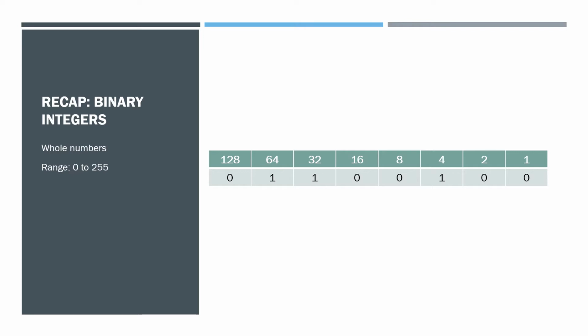binary integers are made of a series of 8 binary digits, bits, and the position values are powers of 2, and the range is from 0 to 255. So what's that number? How would we work that out? We would add up the values of all the positions where there's a 1, so 64 plus 32 plus 4 makes 100 in decimal.